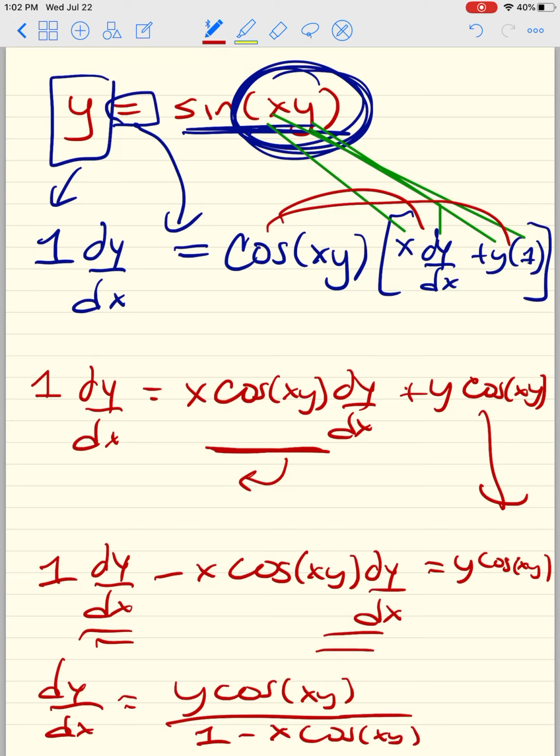So take your time and be sure to leave a comment if you need help with this one. This one was a little tricky. The most important thing is this side right here, make sure that you take the derivative of it.